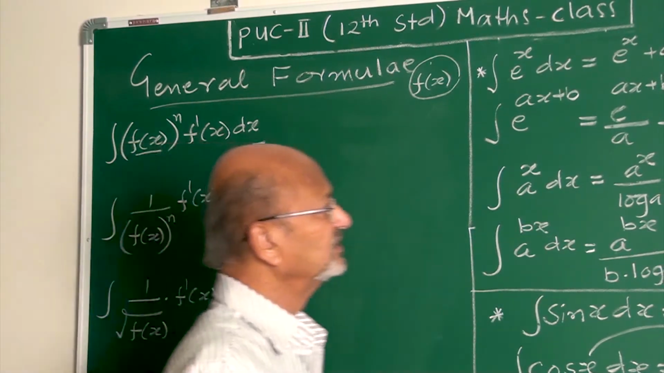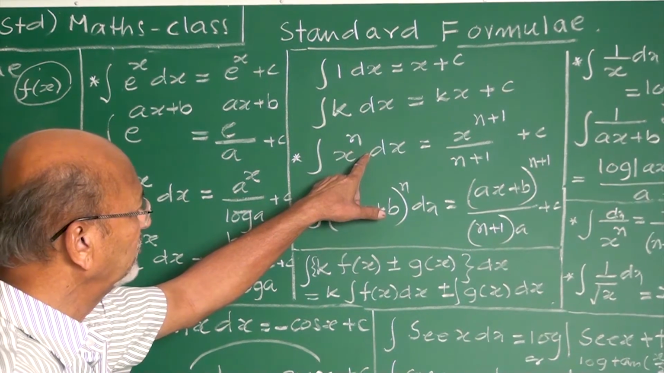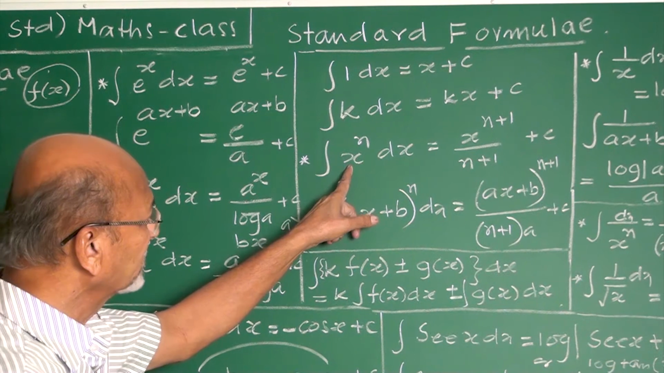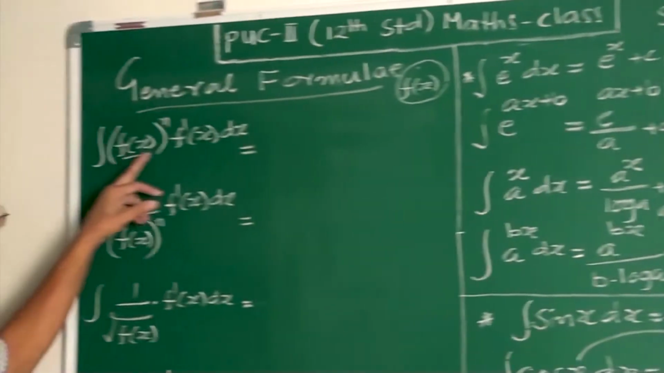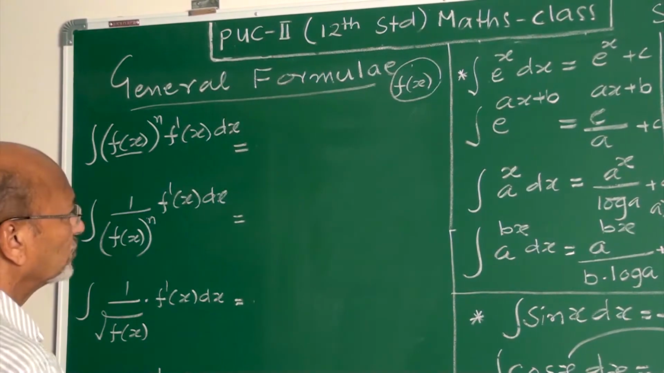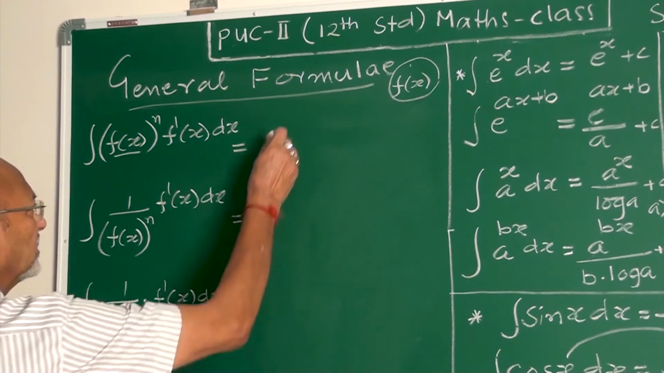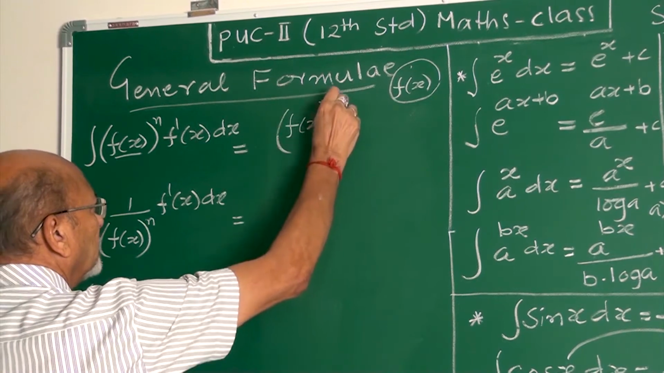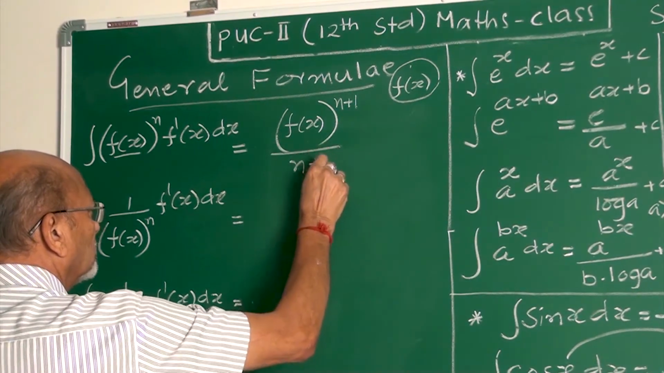In this case, if it is x, what is the derivative of x? 1 here. The derivative of x is 1, no need to write that 1 here. If it is other than x, write its derivative. Yes. If it is f(x), it needs f'(x), its derivative, dx. Equal to the same, what is it? x to the power n plus 1 upon n plus 1. What is it? It is f(x) to the power n plus 1 upon n plus 1 plus c.